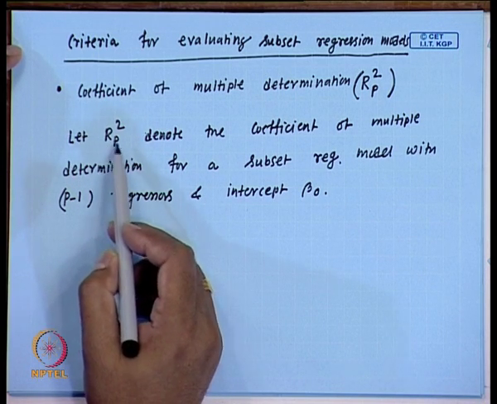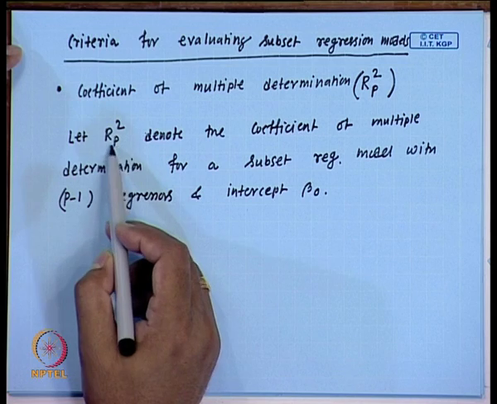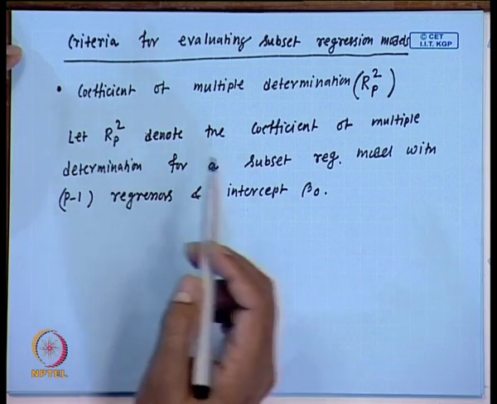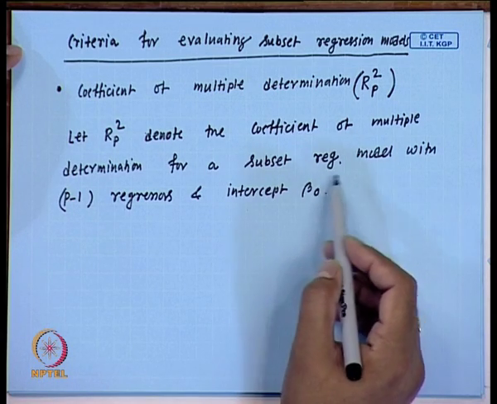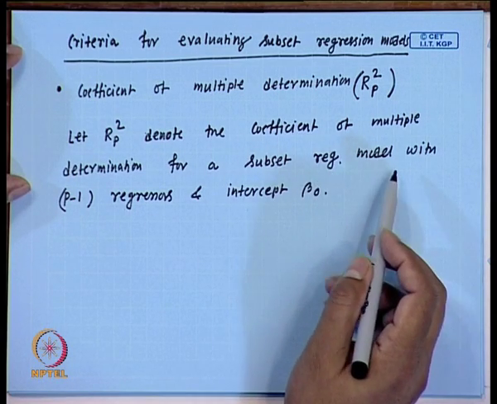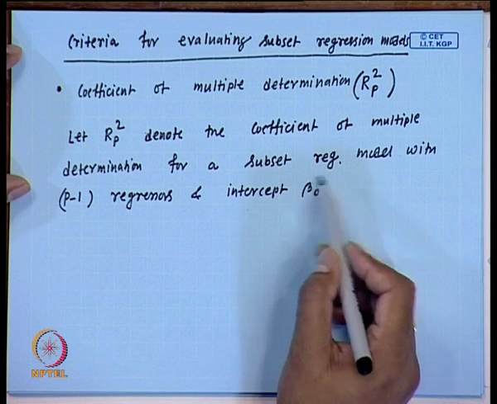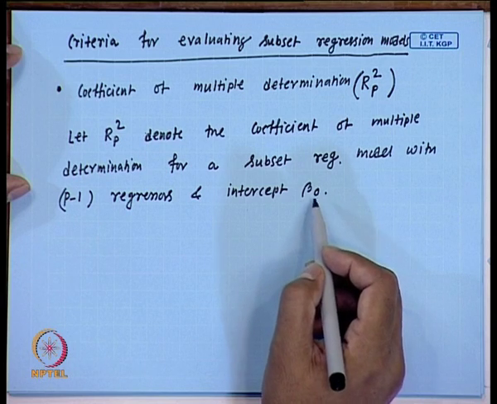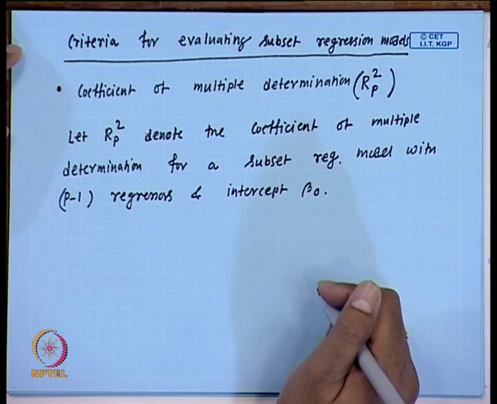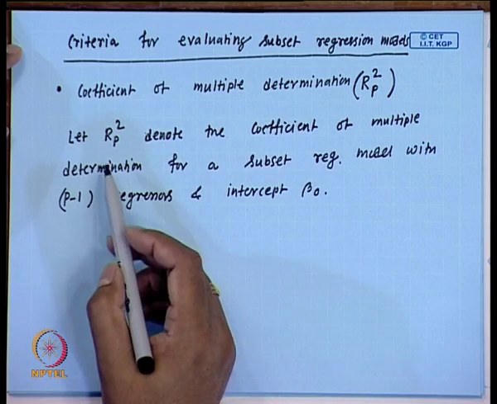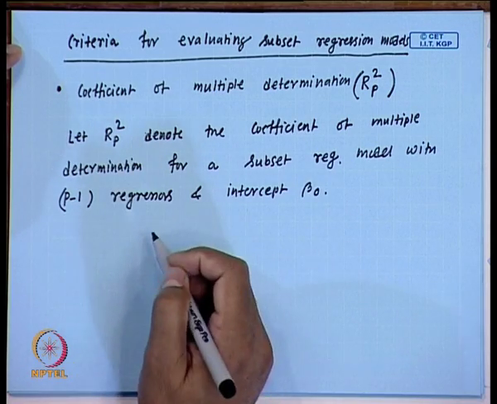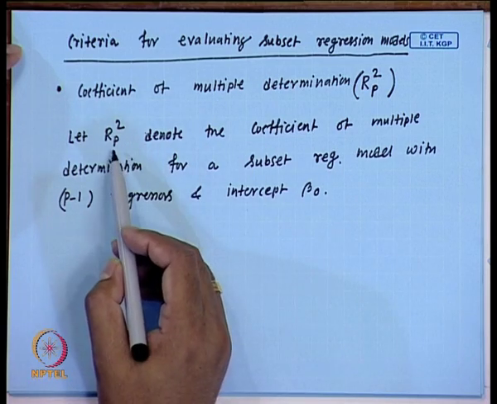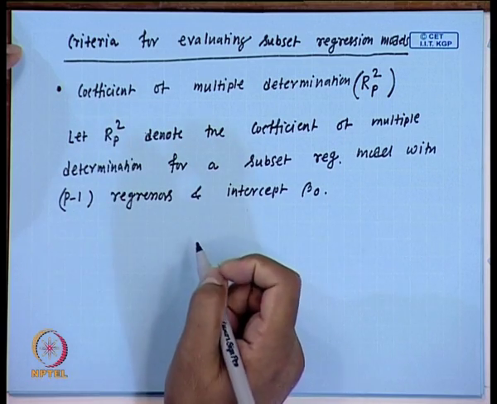By R p square, this p basically stands for the number of unknown parameters in the model. Since there are p minus 1 regressors, there will be p minus 1 coefficients and the intercept beta naught. So the total number of unknown parameters is equal to p, and we denote the corresponding coefficient of multiple determination by R p square.